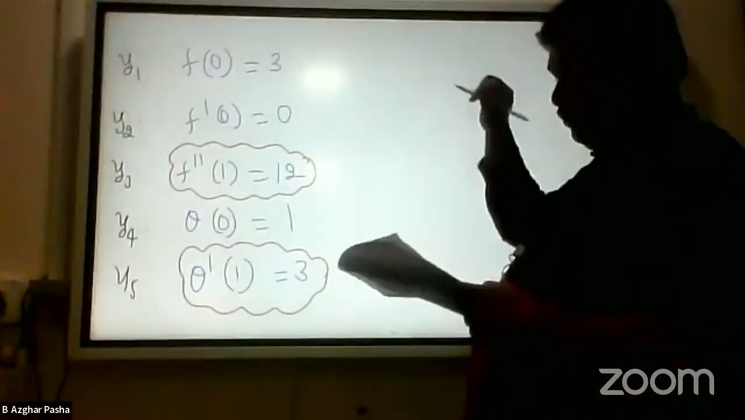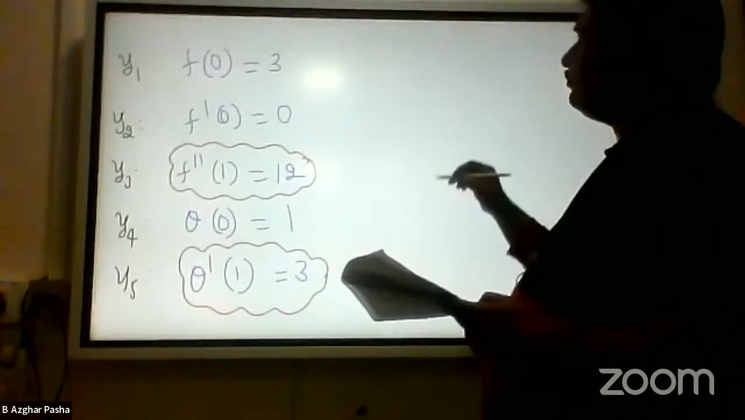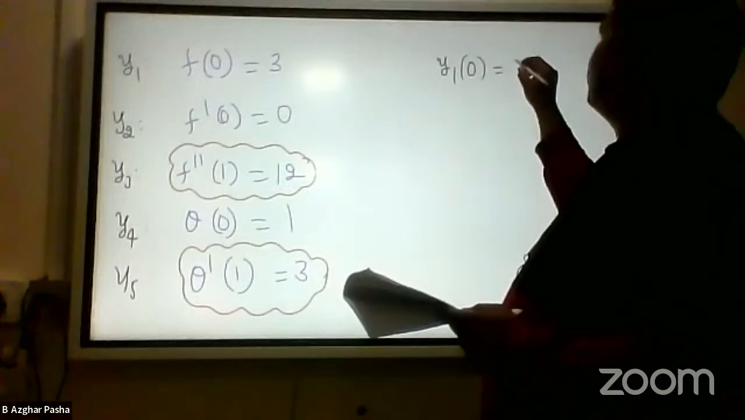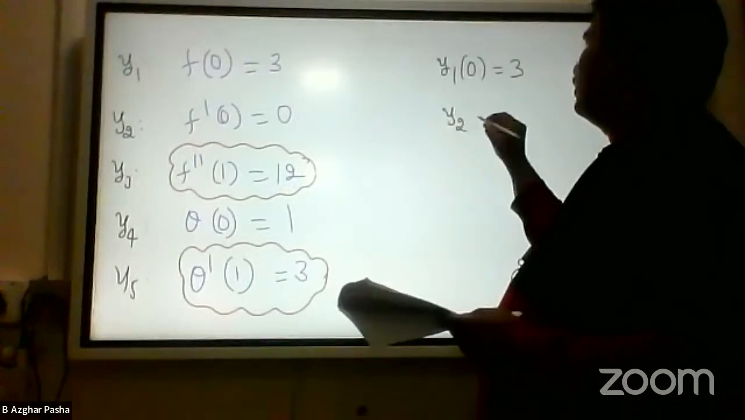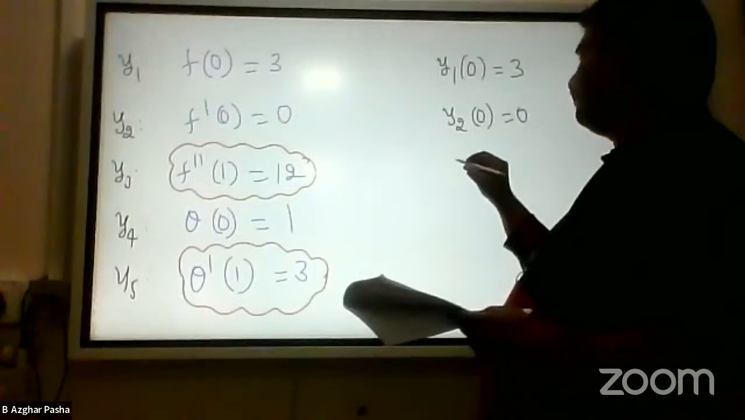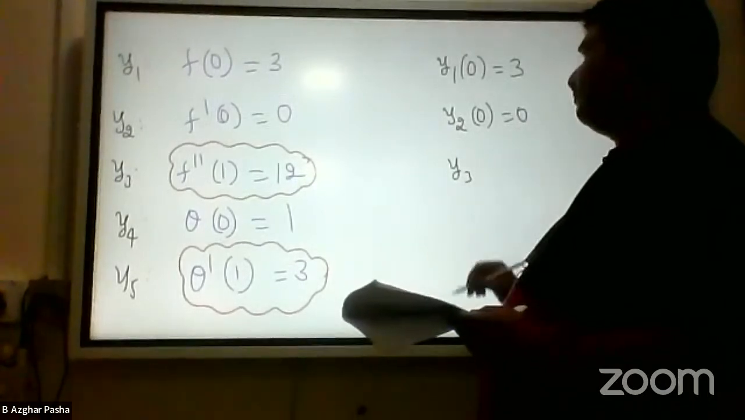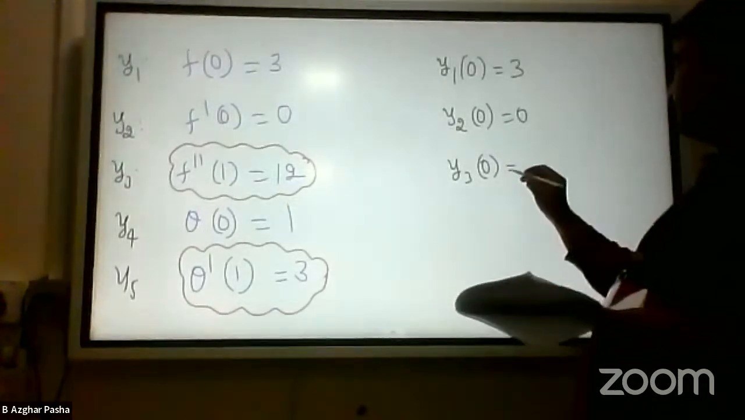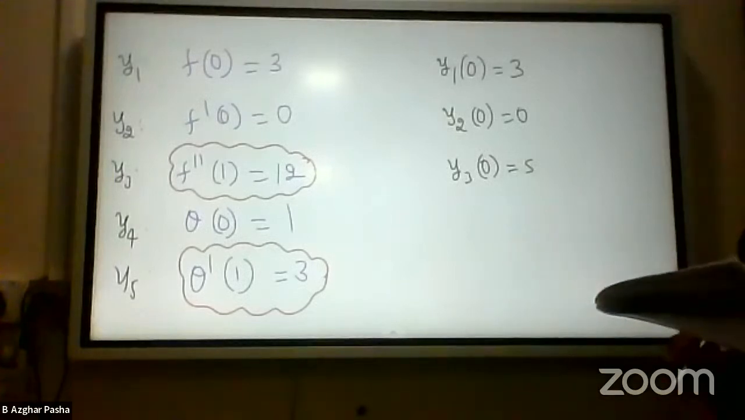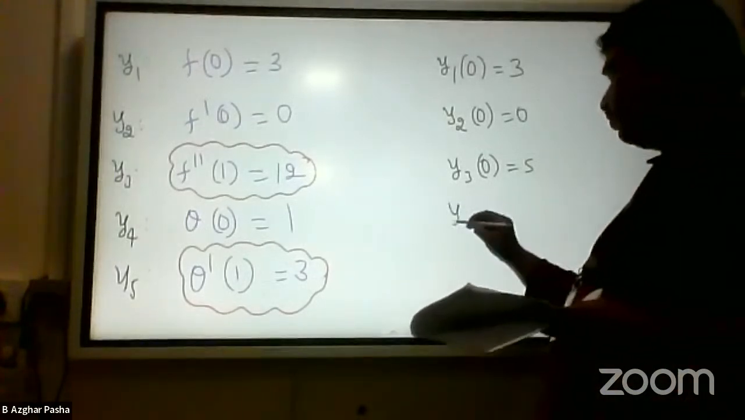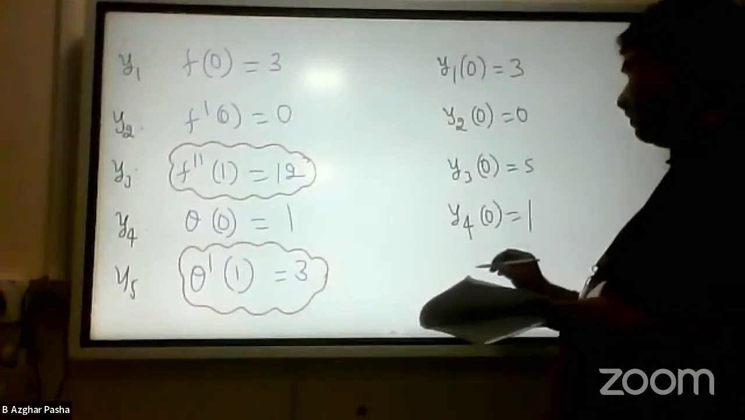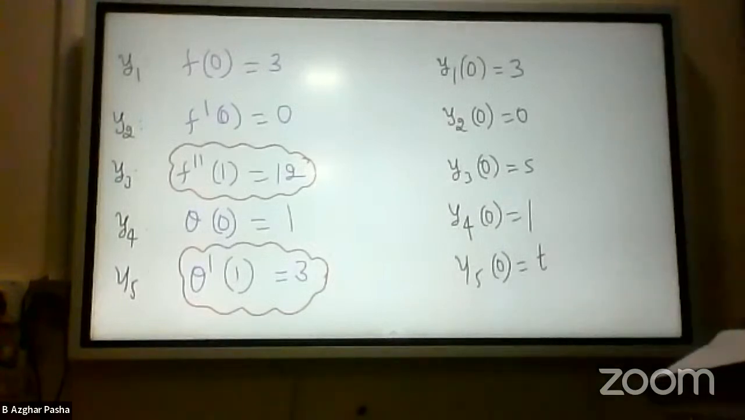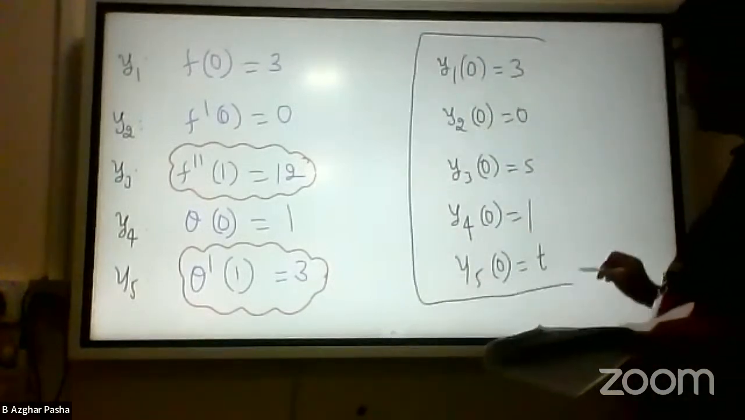So y1 of 0 is equal to 3. y2 of 0 is equal to 0. y3 at 0 is equal to s. Next, y4 of 0 is equal to 1. y5 of 0 is equal to t. These are the two conditions now.